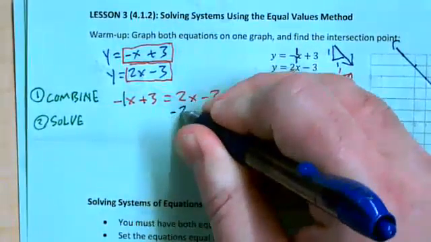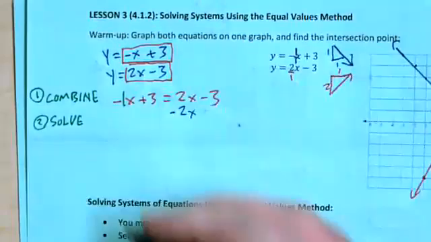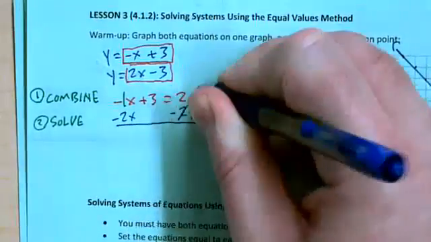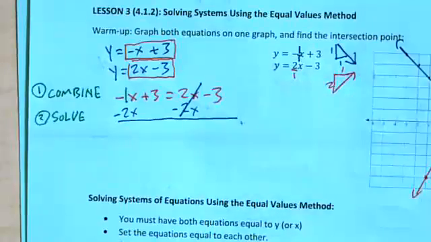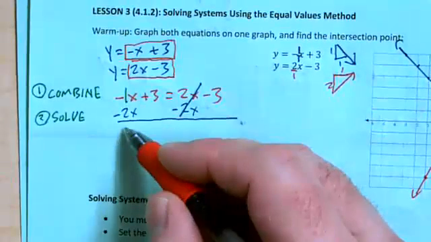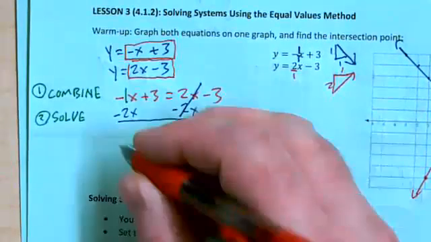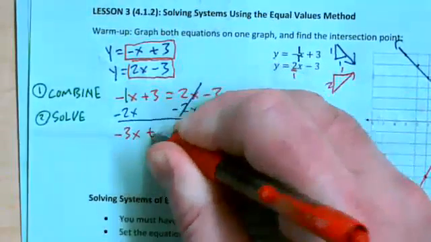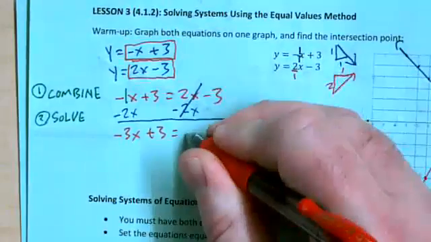I'm going to go minus 2x because that was a positive 2x, and minus 2x over here. Those are gone now. Negative 1x minus 2x. Be careful with my signs here. That's going to be negative 3x plus 3 equals negative 3.